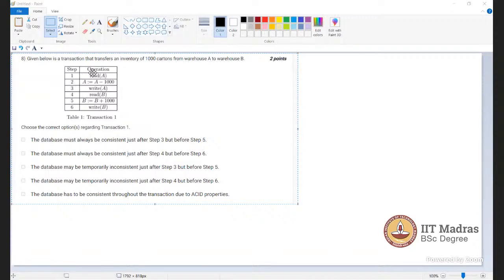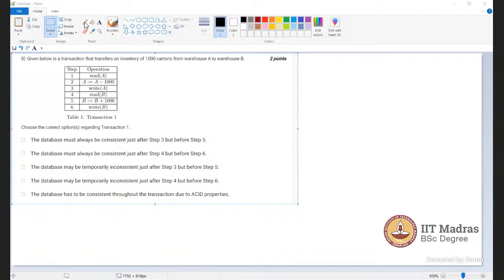Given below is a transaction that transfers from A to B. Sir, I have got the answer, but there is a problem with must and maybe. I have chosen the first option, which involves must, and the right answer is maybe. But given the transaction, it must be. No, it is not the correct answer.